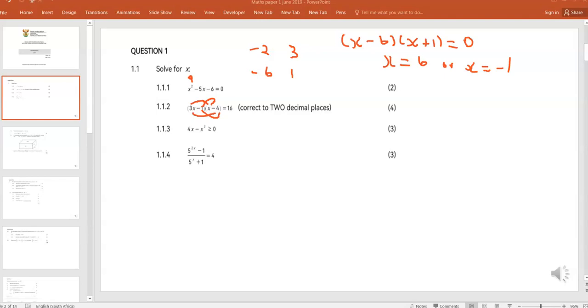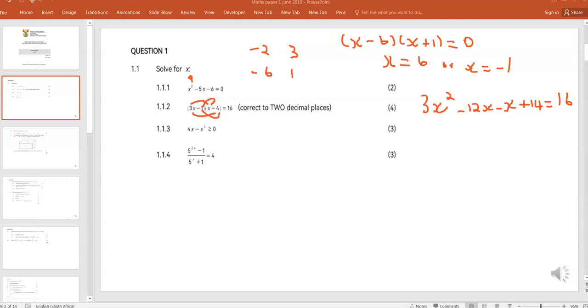So let's do that. First will be 3x multiplying x. That will give us 3x squared. And then 3x times -4 will be -12x. Then -1 times x will be -x. And then -1 times -4 will be +4. Remember, the whole thing must be equal to the number which is there, which is 16. So we equate the whole thing to 16.